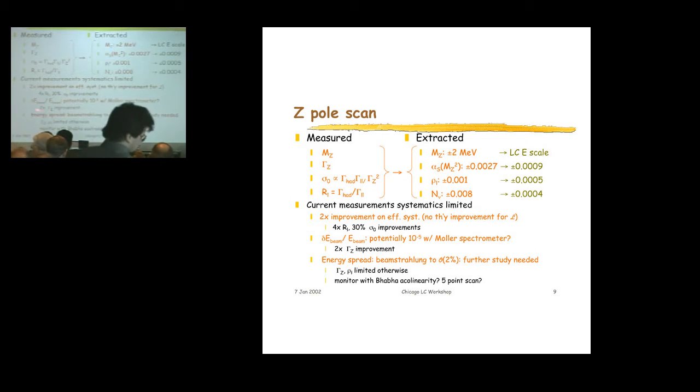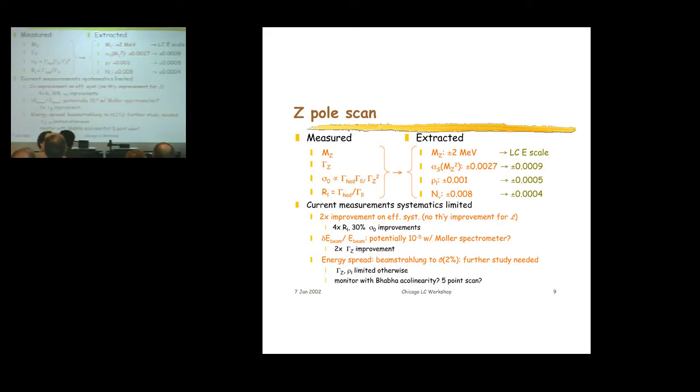But while doing this, you really need to control the beam uncertainty. There's a potential of controlling it to about 1 part in 10^-5, which is what you need using a Moller spectrometer. This would give you about a factor of 2 improvement in the width of the Z. And then you also need to understand the energy spread and essentially control the beamstrahlung effects to about 2% of themselves. And really one needs further study of how well we can do this.